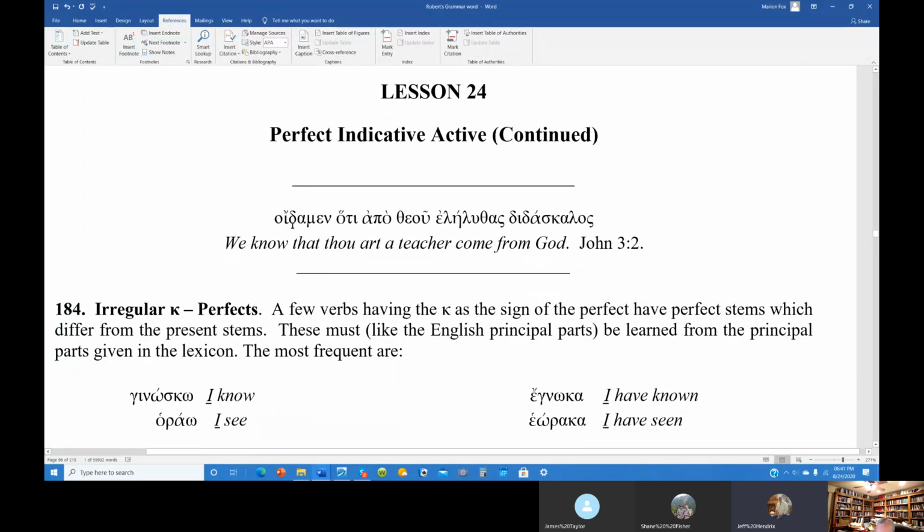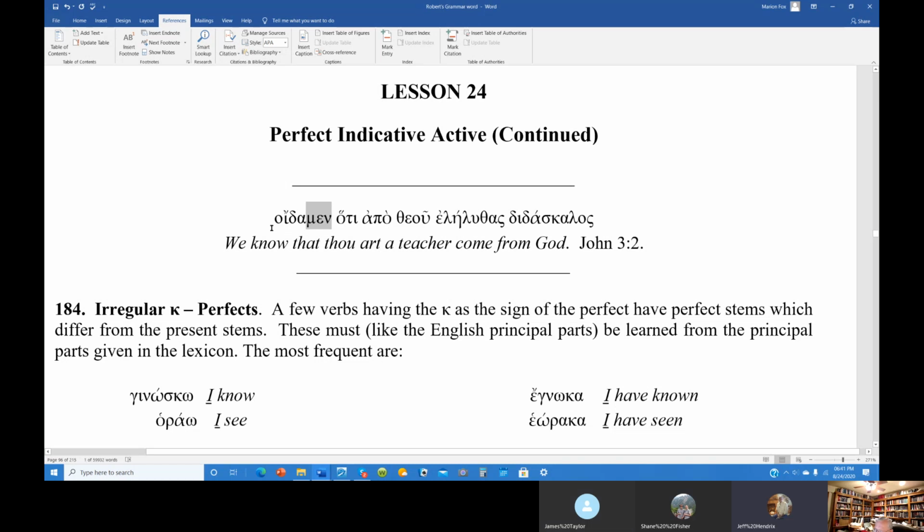Let's go back here. Oidamen, see the -men ending, which would be what person? Second person plural. Chris, are you there? Okay. First person plural, I mean. Who was speaking? Shane. Shane, okay. Oidamen, that's -men, your first person plural. So this is first person plural, perfect.